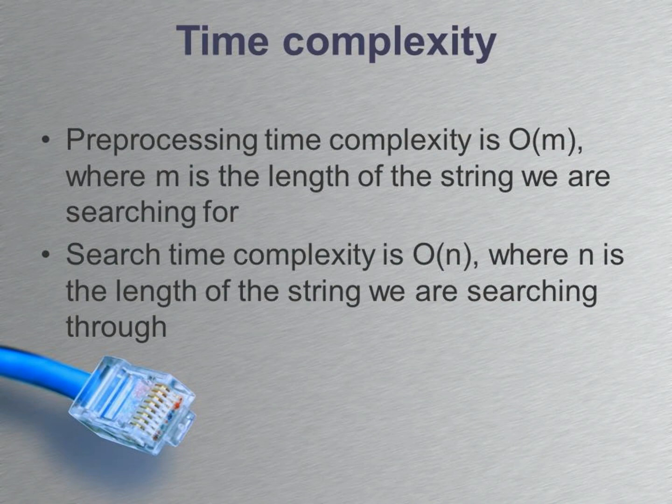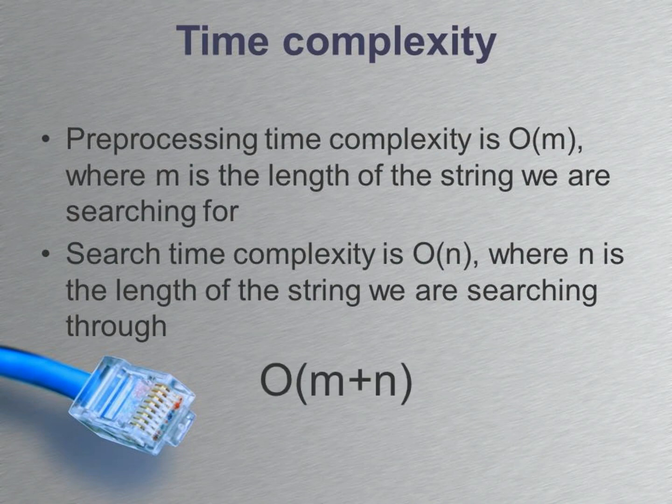The string matching part of the algorithm is also linear, i.e. O of n, where n is the length of the string we are searching through. This is because we never go back in the string we are searching through, and the amount of time spent on checking the partial matching table is negligible. So the total time complexity is O of m plus n.